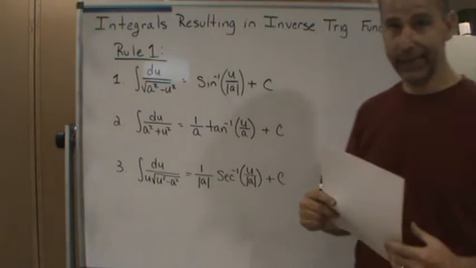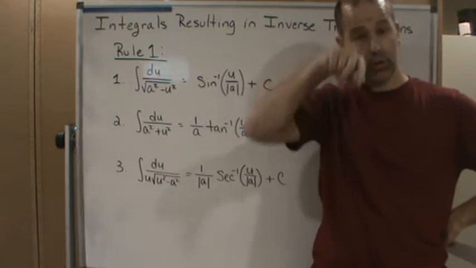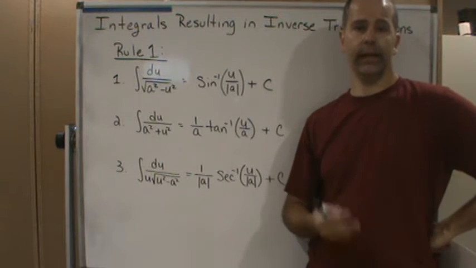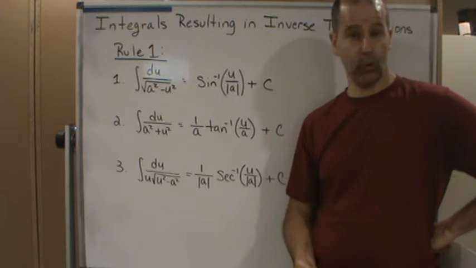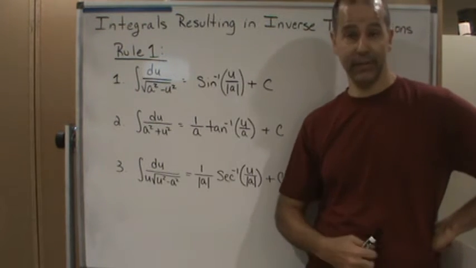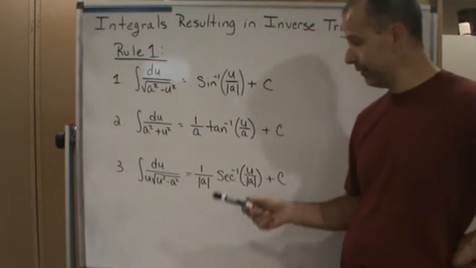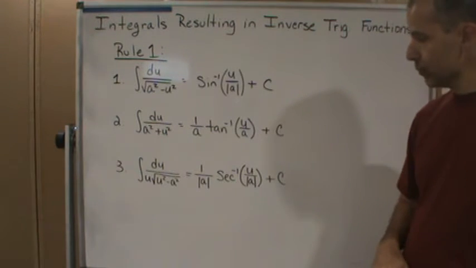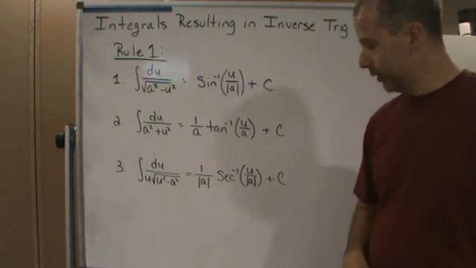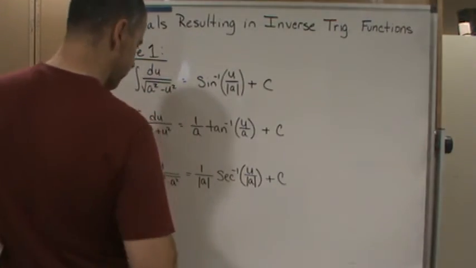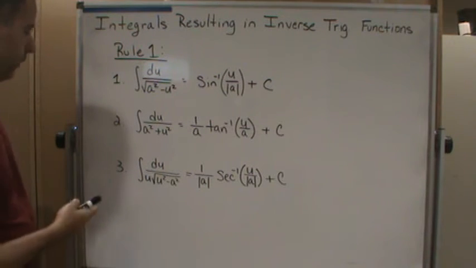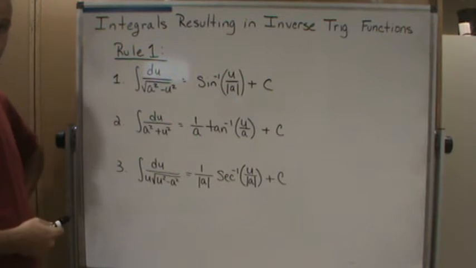Okay, welcome back, and now we're going to talk about integrals that result in inverse functions. At this point you're going to have to memorize them, you're going to have to know them, but later on we're going to derive these in Calc 2. So you'll be able to derive these using trig, the unit circle, the right triangle, and such. But right now we're going to do a proof of one of these in the next video.